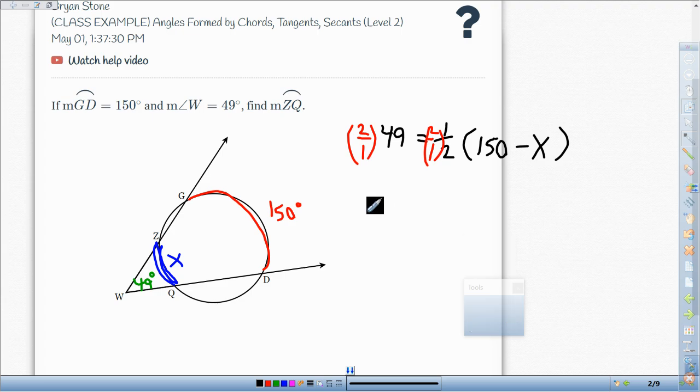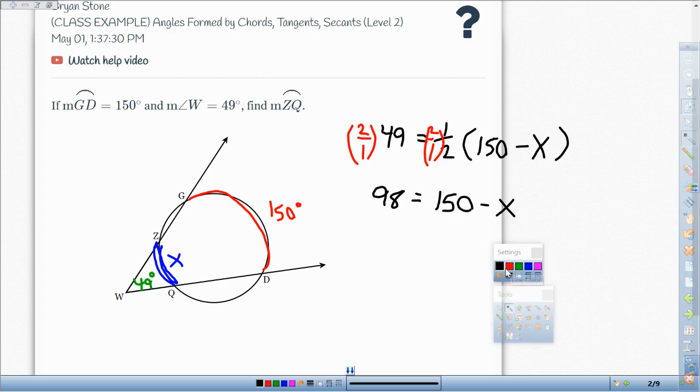Okay, so it looks like we got 98 equals, those are gone. I got 150 minus x. Okay, from here, we need to get rid of things in the correct order. The first thing is this 150. It's a positive 150, right? So we need to get rid of it by subtracting 150 from both sides.